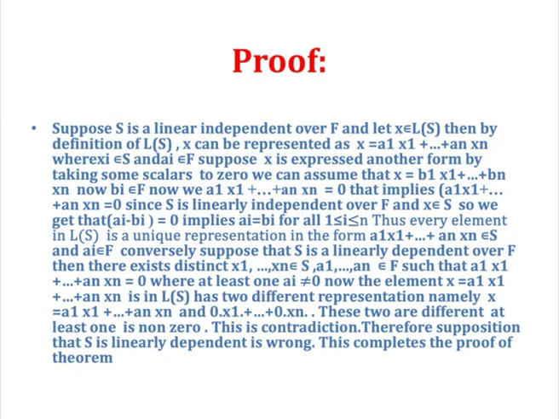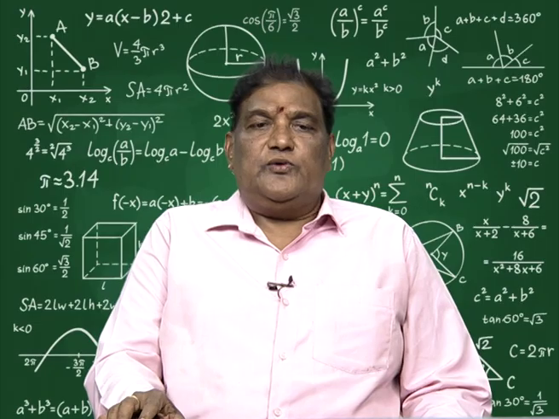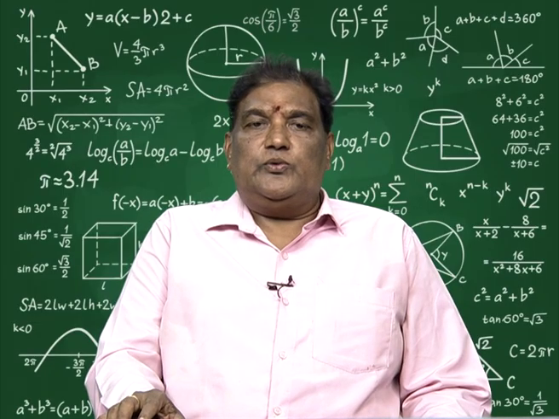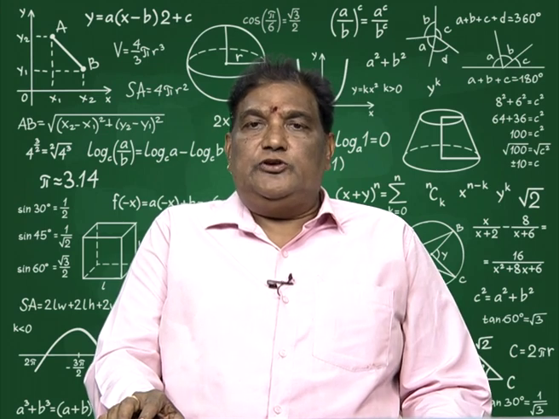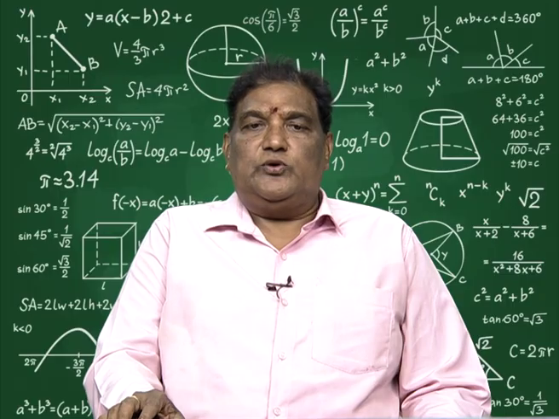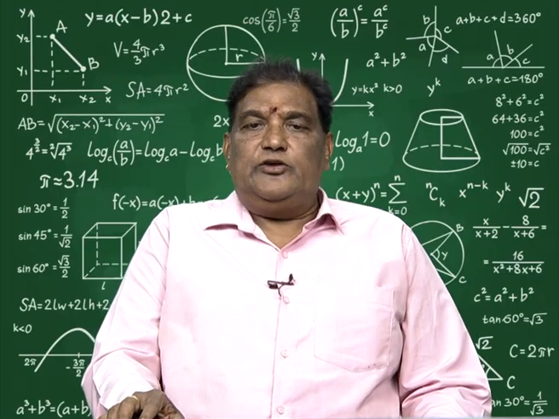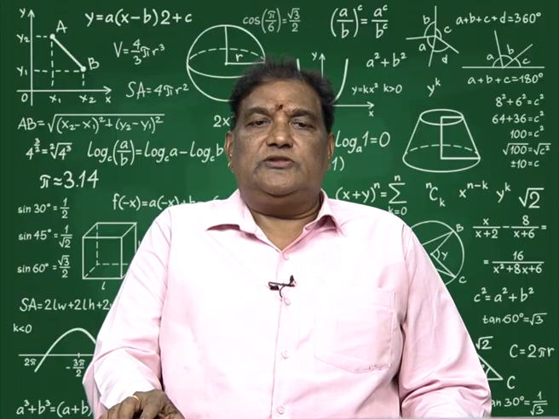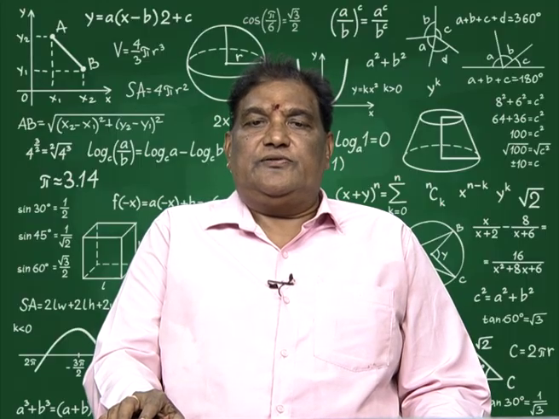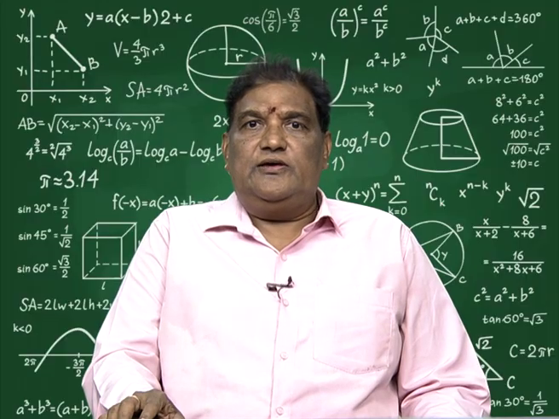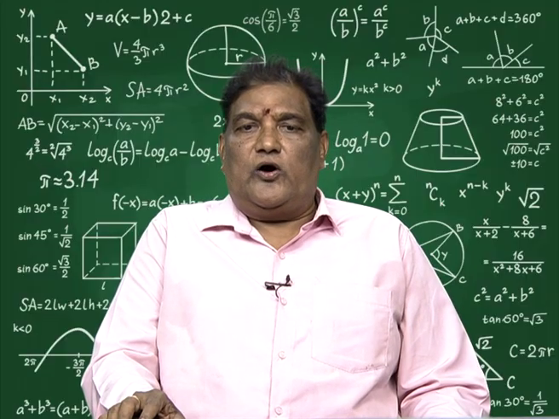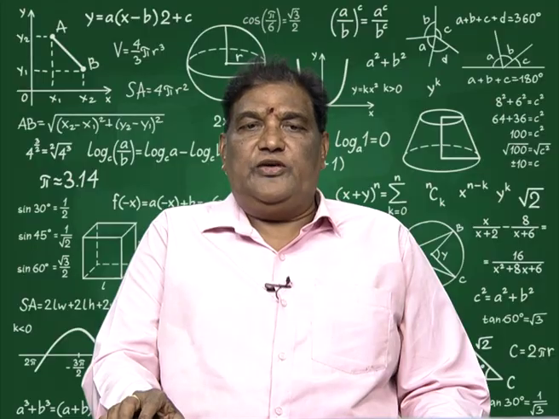is in L of S and has two different representations, namely x equal to a1 x1 plus a2 x2 plus an xn, and 0 into x1 plus 0 into x2 plus so on 0 into xn. These two are different, since at least one ai is non-zero. This is a contradiction. Therefore, the supposition that S is linearly dependent is wrong. This completes the proof of the theorem.